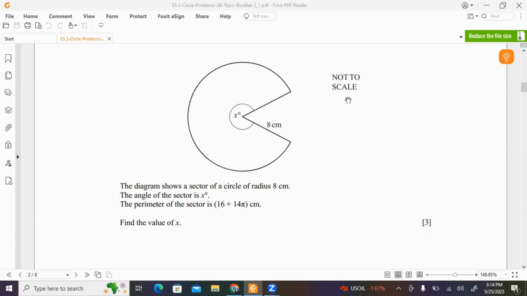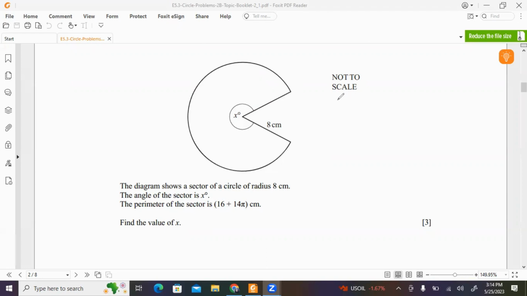Today we're going to do some advanced questions for circle problems. So if you look at the first one, they have given us a sector. They are asking us to find the angle which is denoted by x degrees. They have given us the perimeter of the sector, which is 16 plus 14 pi. And apart from this, we have the radius, which is 8 centimeters.